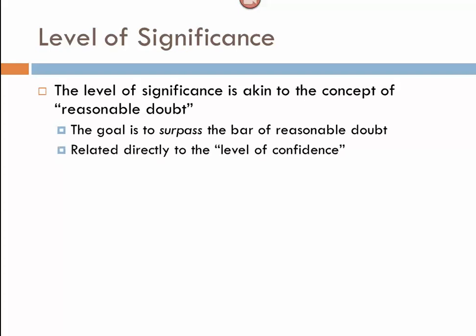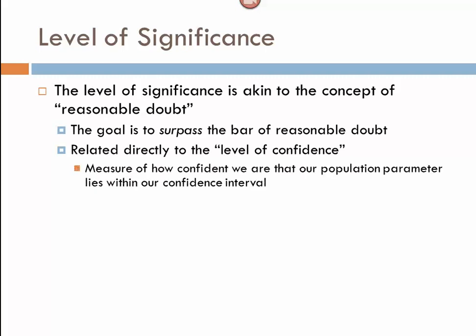In fact, the level of significance is directly related to the level of confidence. You can think of the level of significance as just the other side of the coin for your level of confidence. The measure of how confident we are that our population parameter lies within our confidence interval. That's our level of confidence. So we represent our confidence level with C. Alpha is how we label our level of significance. And in fact, the level of significance is simply 1 minus our confidence level. In other words, its complement.